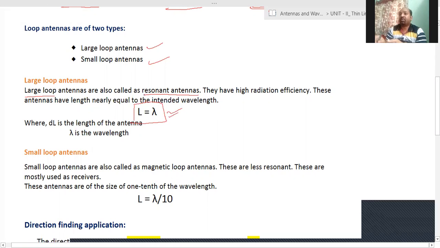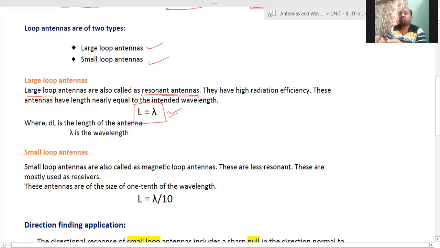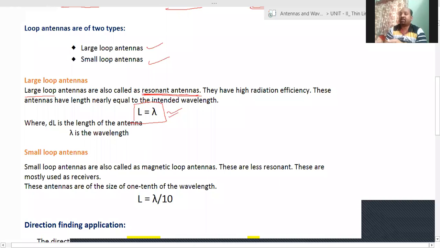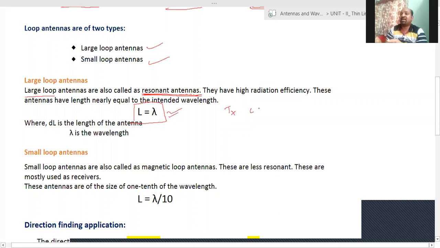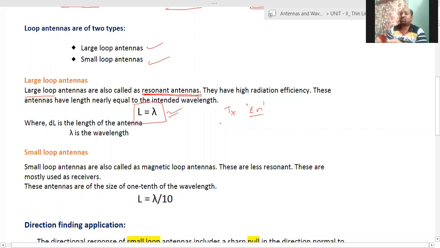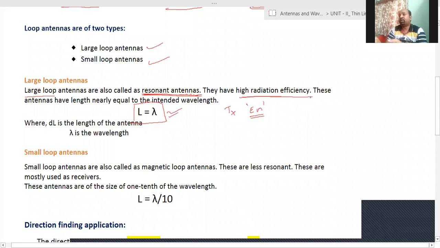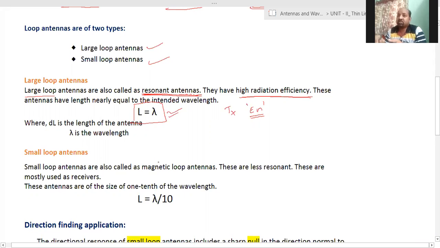They are resonant antennas, that means EM waves will be radiated from the antenna. Hence, large loop antennas are used to transmit EM waves, that means they can be used as transmitting antennas, because they radiate and have high radiation efficiency.